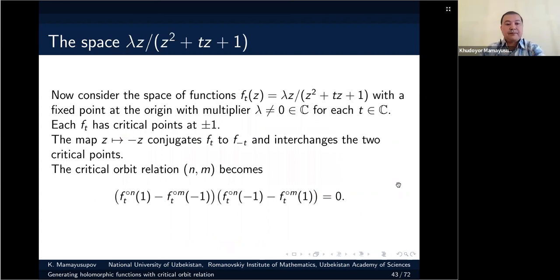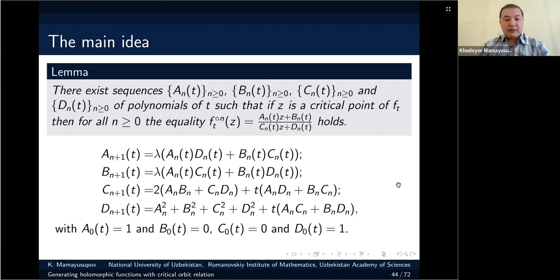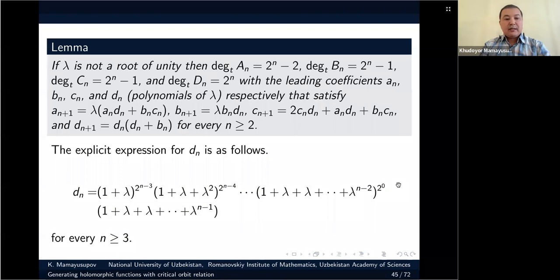Now for the space per 1 lambda. So it has plus minus 1 critical point, and it has critical relation below. And again, the key lemma: the iterates are like a quotient of 2 polynomials. So for each polynomial, we can use the previous idea. So here is a sequence of functions, so polynomials. And we have similar results. For instance, the dominating term is D, and the leading term of D can be computed, as you can see from here, the roots of unity here. So this is why this is excluded. But if it is roots of unity, then the degree will be a little lower, but still you can compute them.